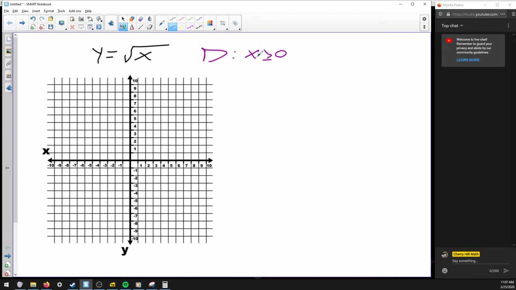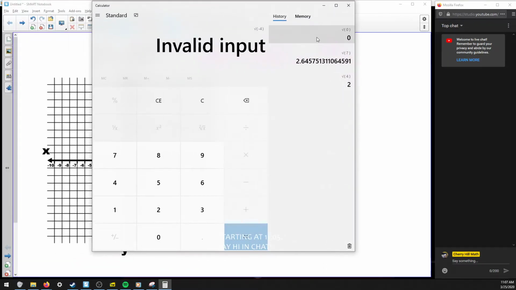The range is a little trickier to think about, but I'm going to go back to my example right here. I'm going to pull up my calculator and go through the history. When I plugged in 0, I got 0. And when I plugged in anything else like the 4 or the 7, I was always getting positive numbers back. There's no way that I'm going to square root a positive number and get a negative answer. I'm always going to get a positive number back, with the exception of 0, which just gives back 0.